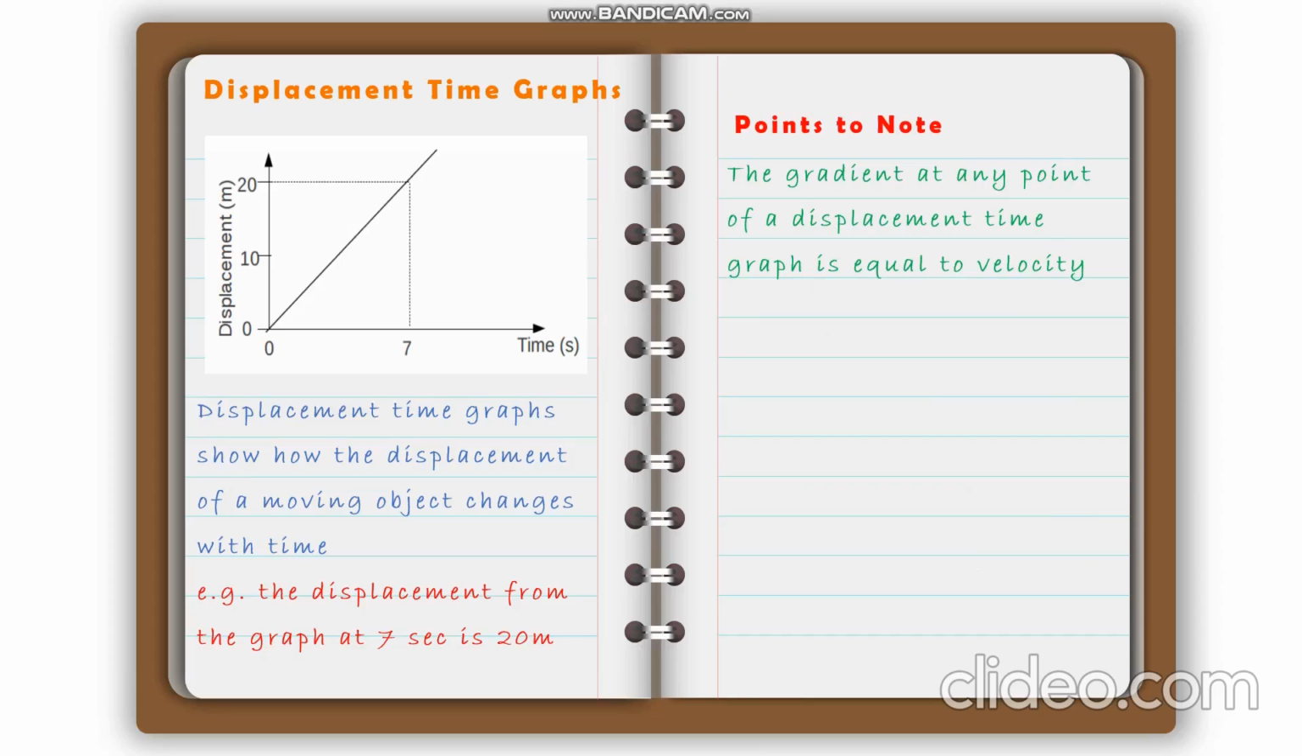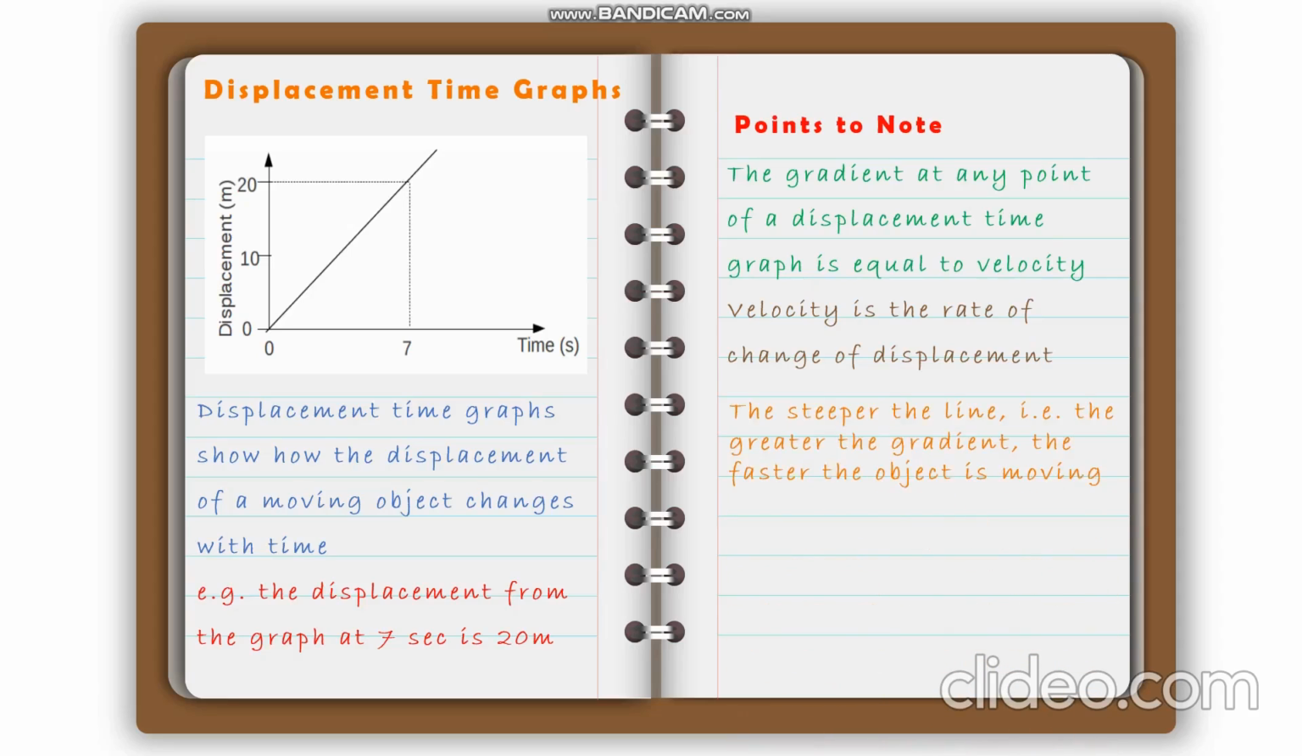And a few points to note about displacement time graphs. The gradient at any point of a displacement time graph is equal to the velocity, where velocity is defined to be the rate of change of displacement, and also the steeper the line, that is, the greater the gradient of the displacement time graph, the faster the object is moving. So since we said that the gradient of a displacement time graph gives us velocity, it implies that if the gradient is greater, the larger the velocity, that is, the faster the object is moving.